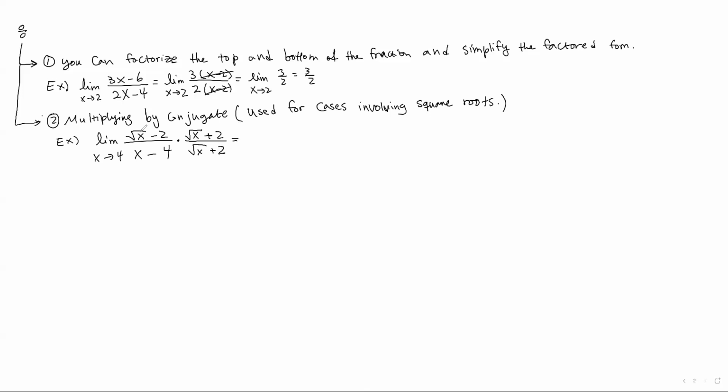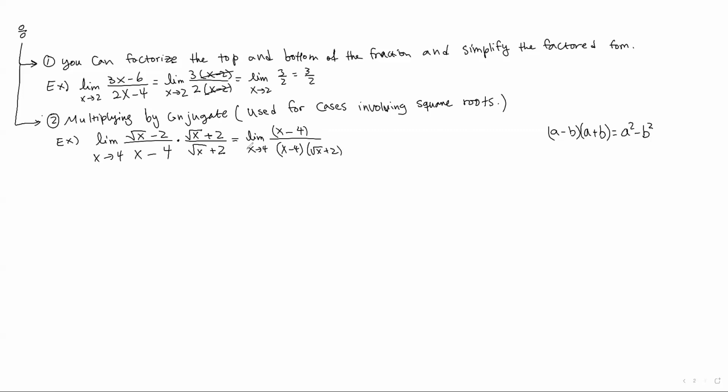Now, what are we going to be left with? Up top, you can just use the difference of squares formula. So you have a minus b times a plus b, that's going to be a squared minus b squared. So I'm going to do the same there. It would be the first one squared, which is x, minus the second one squared, which is 4. And then at the bottom, you're going to have x minus 4 multiplied by square root of x plus 2.